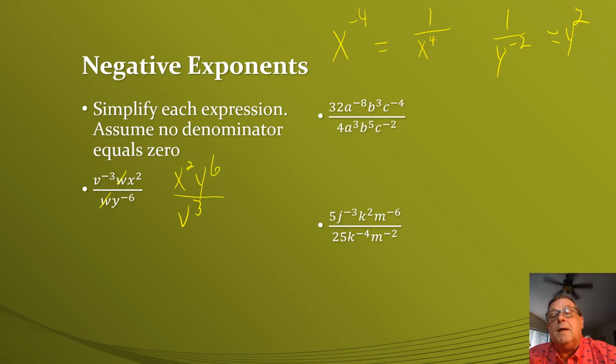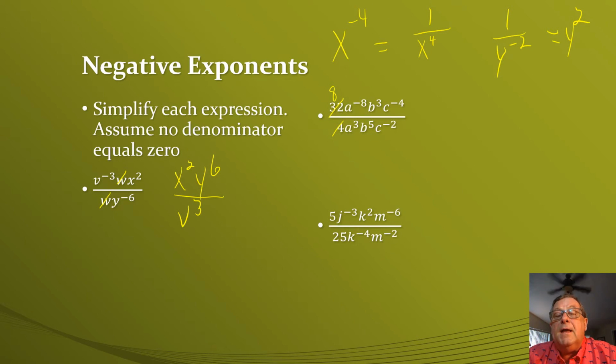Well, let's complicate it a little bit more. So let's see, we got 32 a to the negative 8th, b cubed, c to the negative 4th, over 4 a cubed, b to the 5th, c to the negative 2 power. Well, let's deal with this 32 and this 4 first. So that's going to be 8.